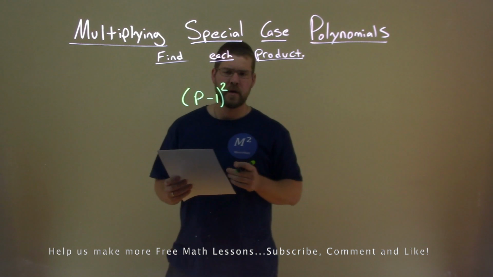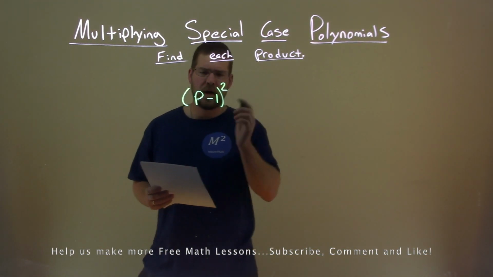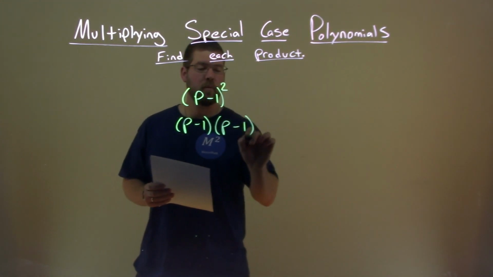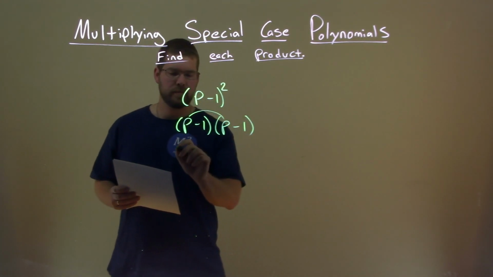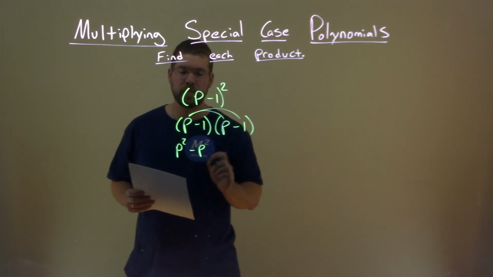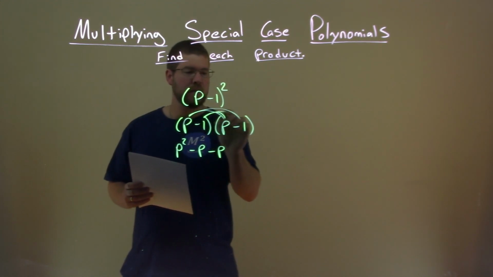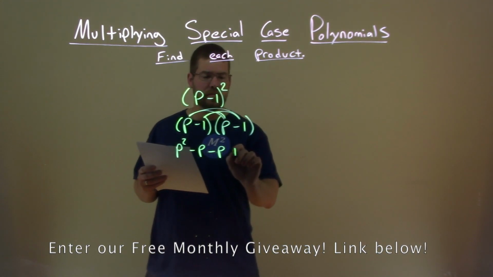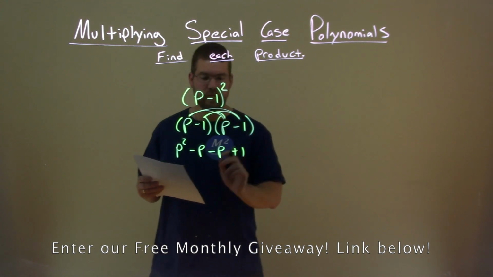the product. Well, first we need to know our rules of having this squared. That is the same thing as writing p minus 1 times p minus 1. Now it's a lot easier to look at. P times p is p squared. P times a minus 1 is a minus 1p. Minus 1 times p, again, is a minus p. And minus 1 times a negative 1 is a positive 1.